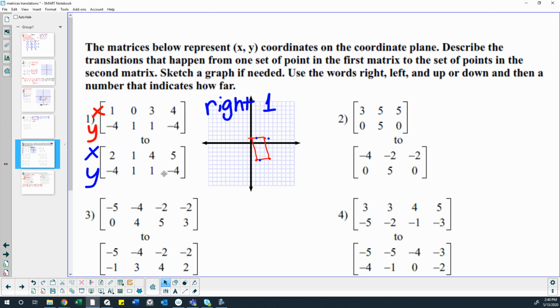Okay, we'll ignore the blue dots. So we have 1, negative 4. So right 1, down 4. And then we have 0, 1. So left or right 0, up 1. And then we have right 3, up 1. And then we have right 4, down 4. So you can see those 4 red dots make this parallelogram shape.